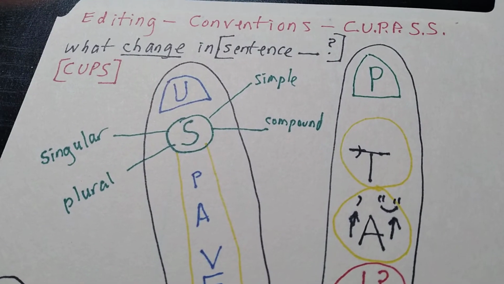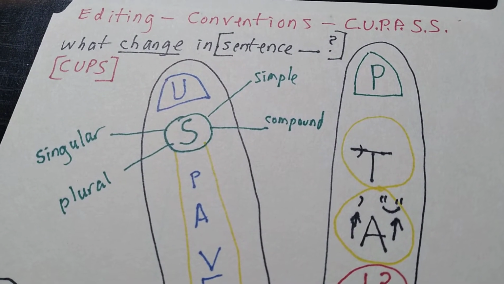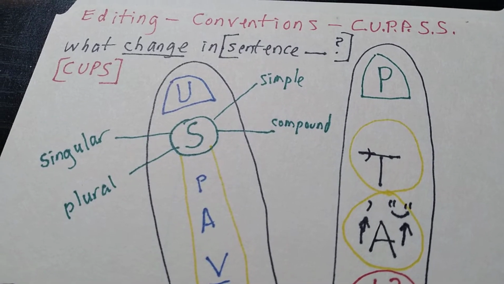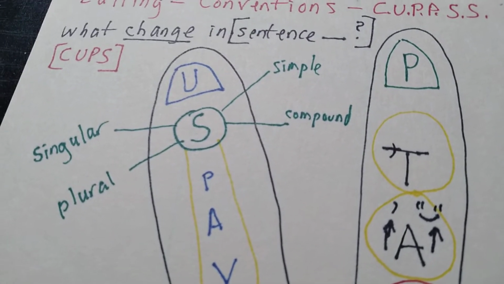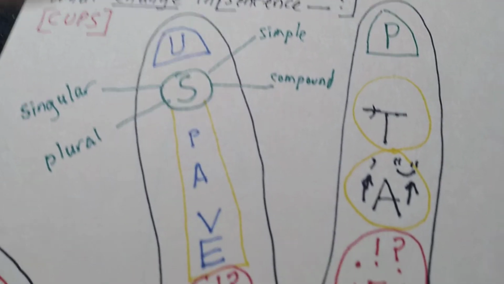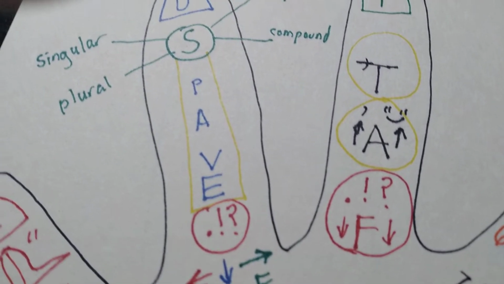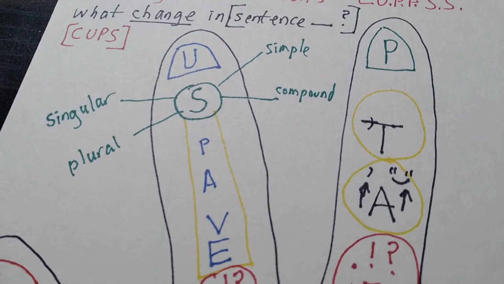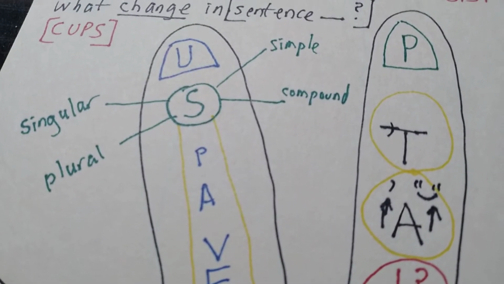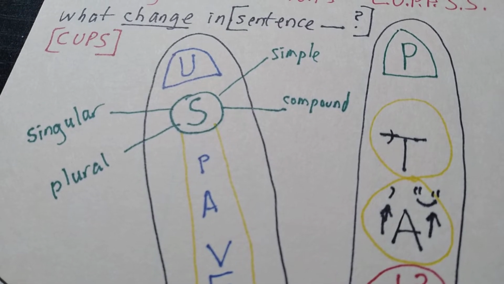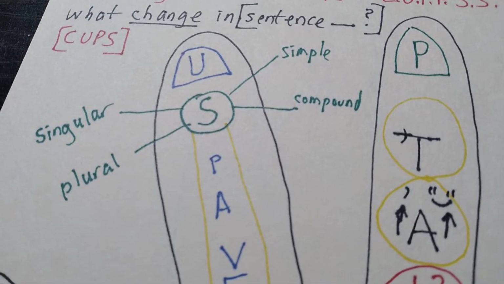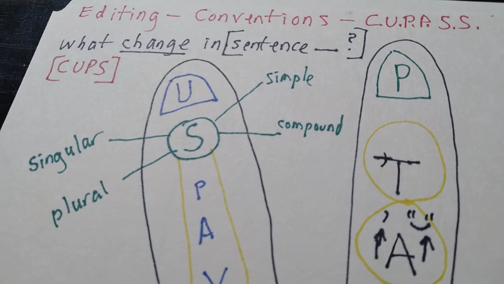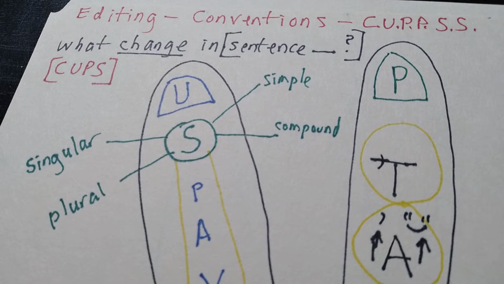The most difficult one is the U for usage. It's subject verb agreement. So think of every sentence S as a street S that you pave. So let's see what PAVE stands for? Well, if you have a subject, you got to decide, is it a singular or a plural subject? Is it simple or is it a compound subject?